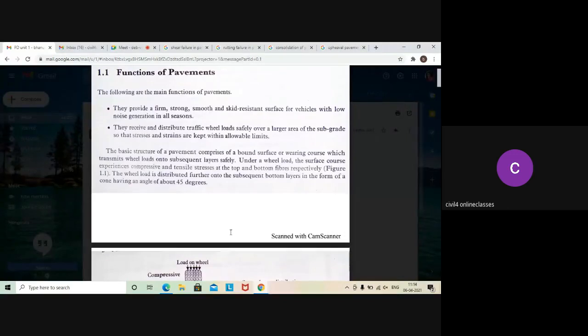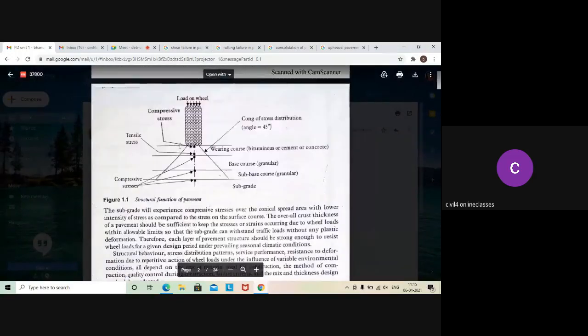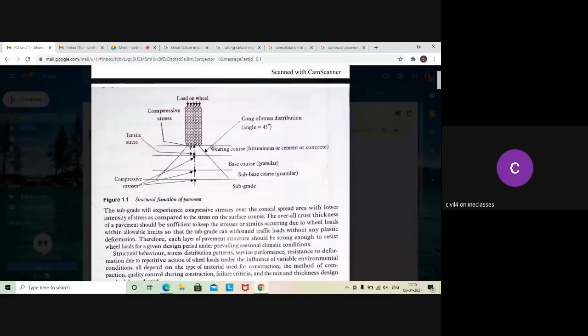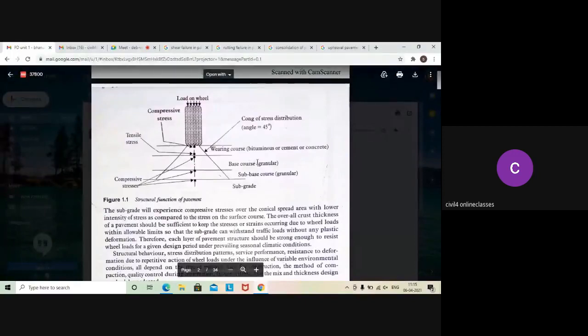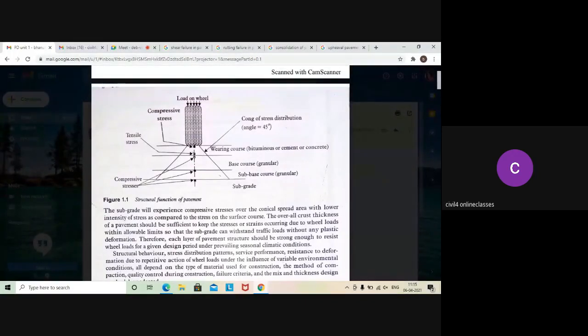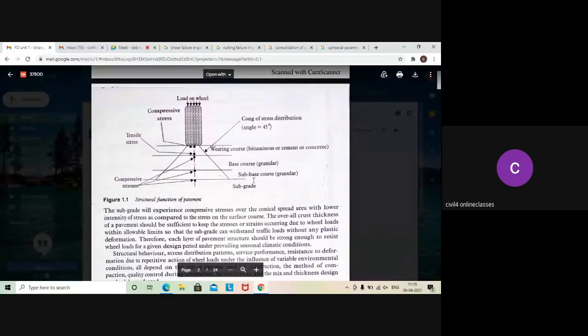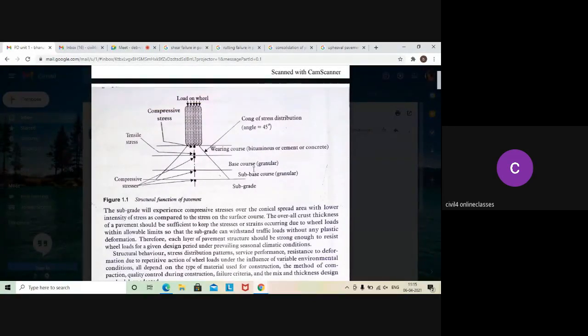Also, pavements receive and distribute traffic wheel loads safely over a larger area of the subgrade so that stresses and strains are kept within the allowable limits. What is the meaning of this point? As I already told you, the wheel loads are distributed in a cone-like format with an angle of 45 degrees. That means in the topmost layer, more stress is induced. Coming to the next layer, the stress is reduced because it is distributed over a larger area compared to the top layer. When coming to the last layer, the natural subgrade, it is distributed over an even larger area, so the stress is completely reduced.